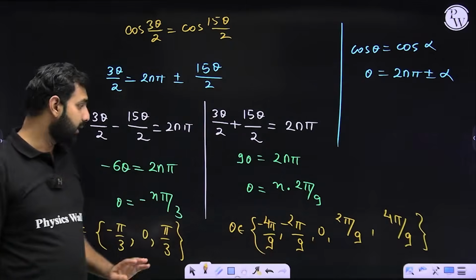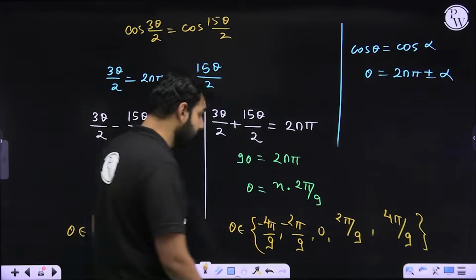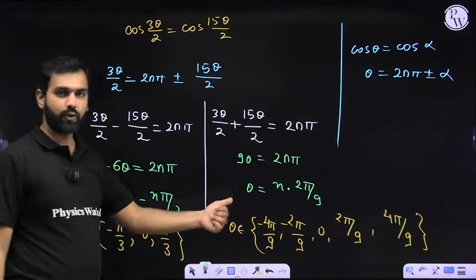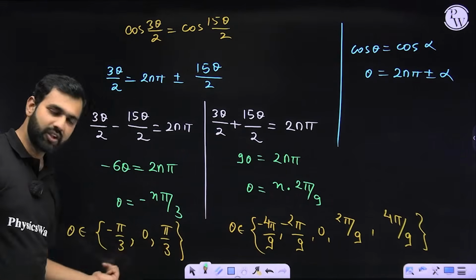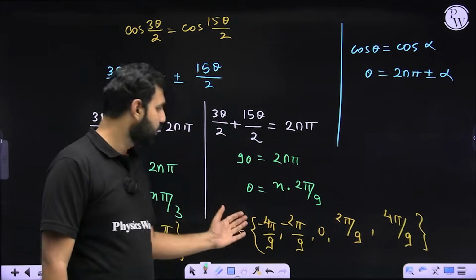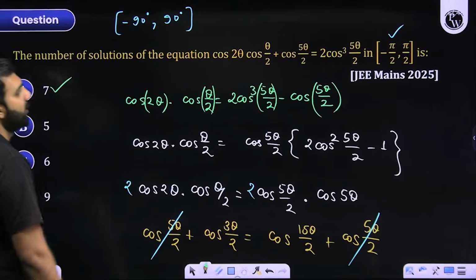But here, if you club these answers, you might say 5 plus 3, 8 answers. No, that's wrong, because 0 is common in both these solutions. So 0 should be counted only once, either from here or here. So let's say this is giving me 3 solutions, and this is giving me 4 solutions, because this 0 I have already counted. So 4 from here, 3 from here, I am getting 7 solutions, which is given in option A.